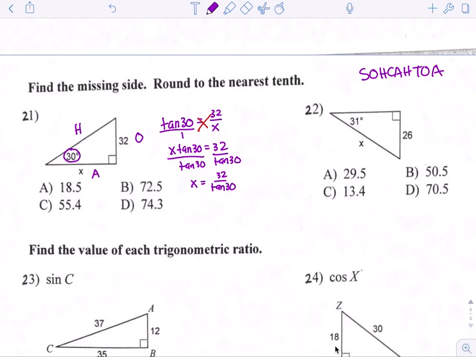And in your calculator, you are going to get 32 divided by tan of 30, which is 55.4, which is C.